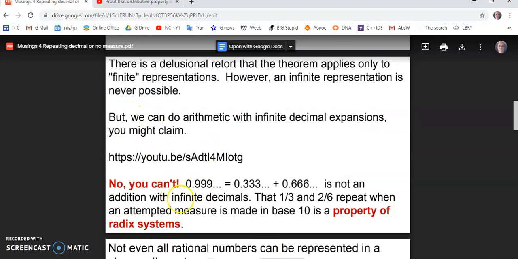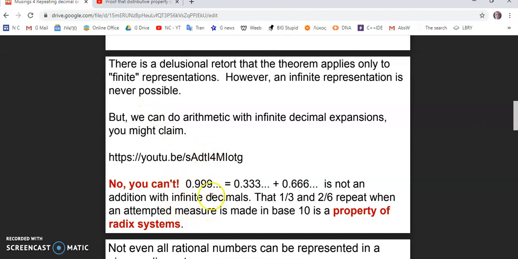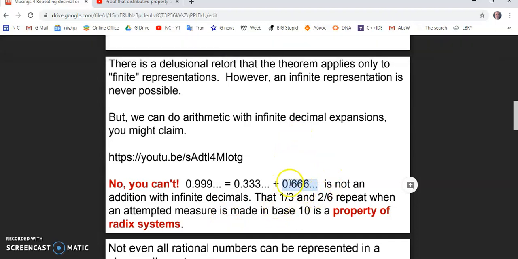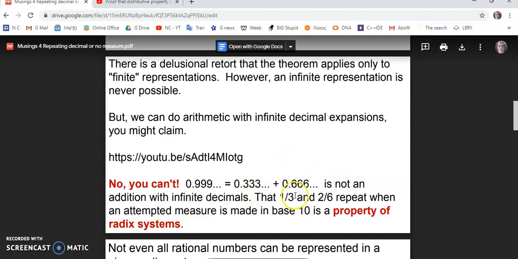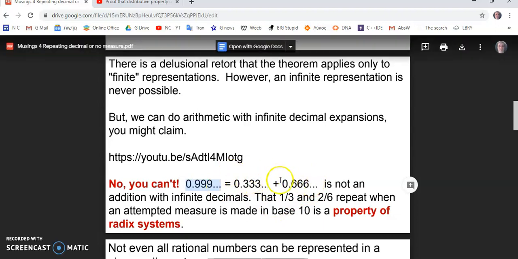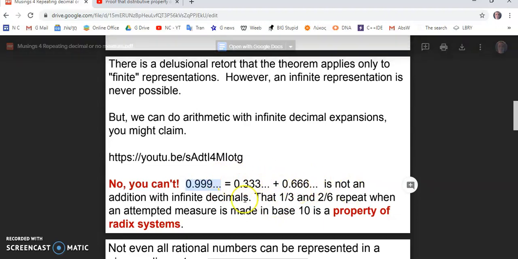So no, you cannot do arithmetic with so-called infinite decimal expansions. This, and this are not infinite decimal expansions. They're very finite, and you can count the number of digits in them. All right? So what you're doing there is a finite addition, and you're just lucky that it works in this case, that it will give you 0.999, simply because there are no carries in this particular representation.